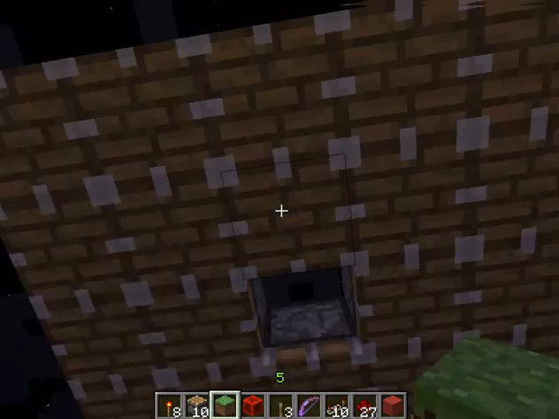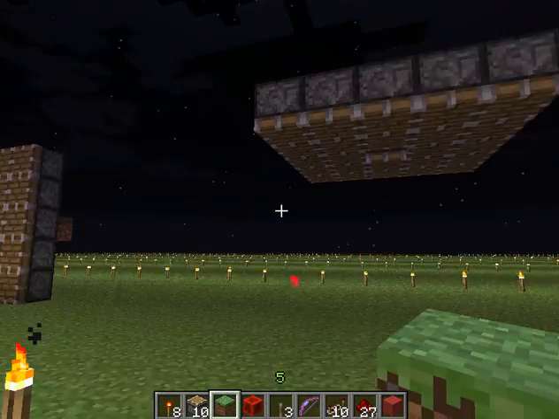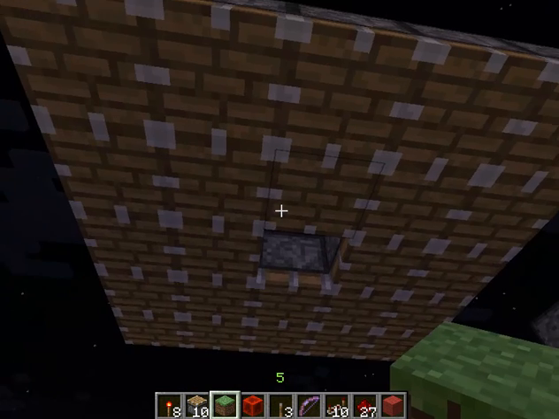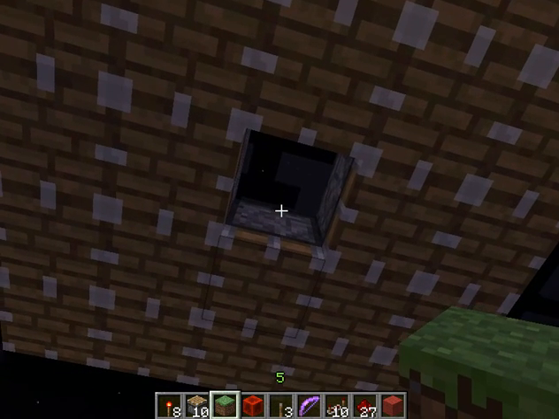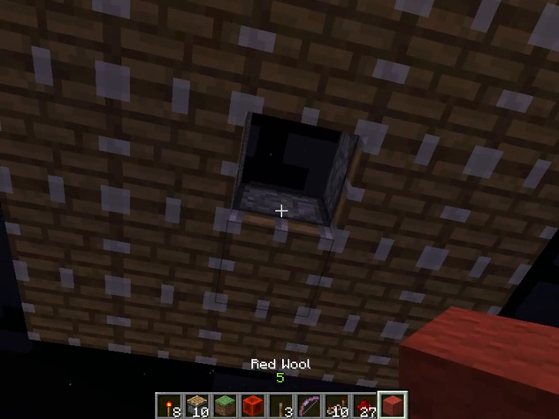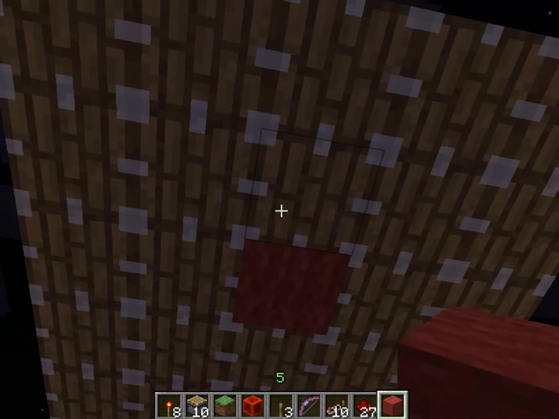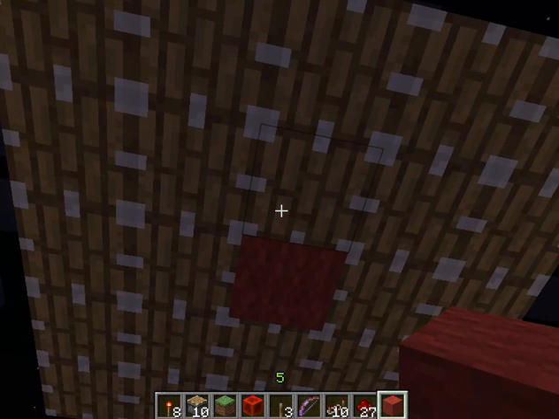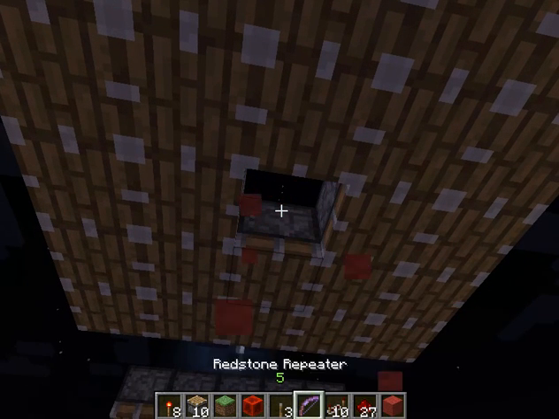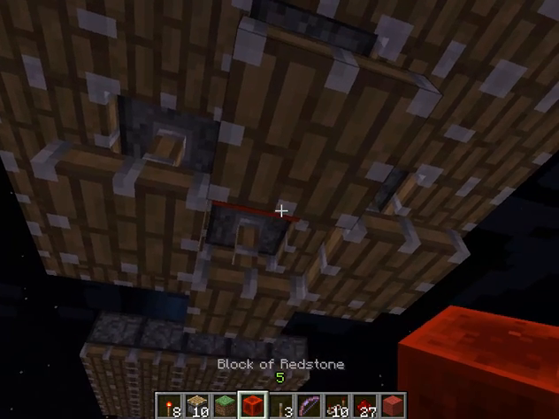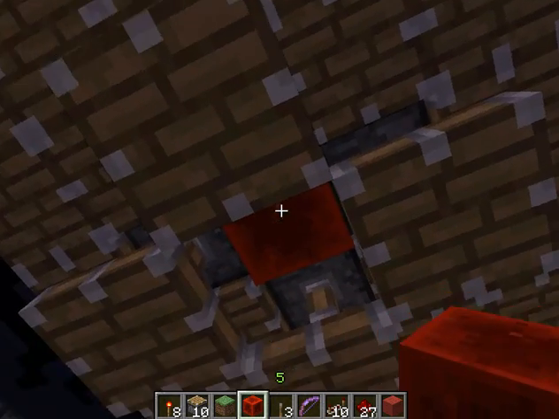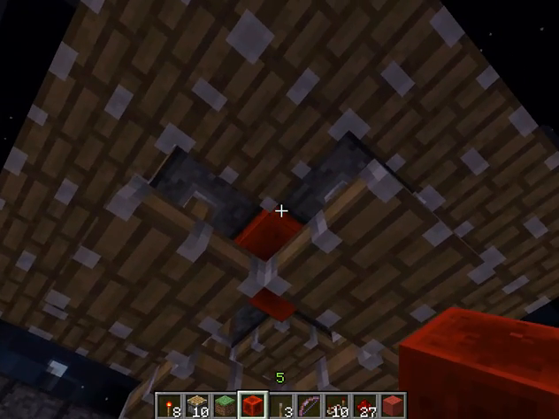Now you might recognize this puzzle. It's the same as the first puzzle, except now we're looking up. So suppose I put a redstone block here. Which pistons will extend? Ready? The ones to the side, and that's it.